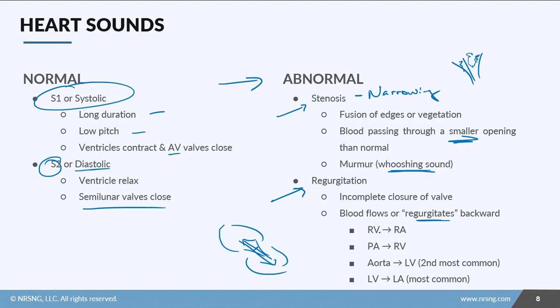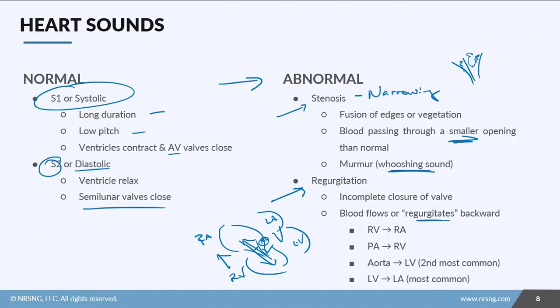You can have regurgitation from the right ventricle to the right atria. So this is your right atria, this is your right ventricle, this is your left atria, and this is your left ventricle. You can have it go from the right ventricle to the right atrium. You can also have it go from the pulmonary artery back through the pulmonic valve. That could be another one.